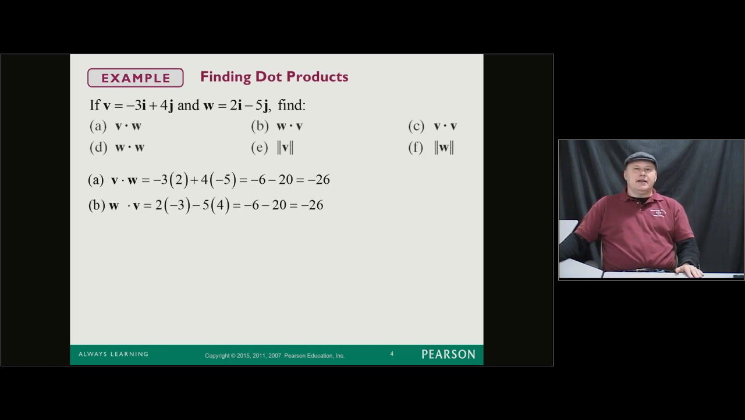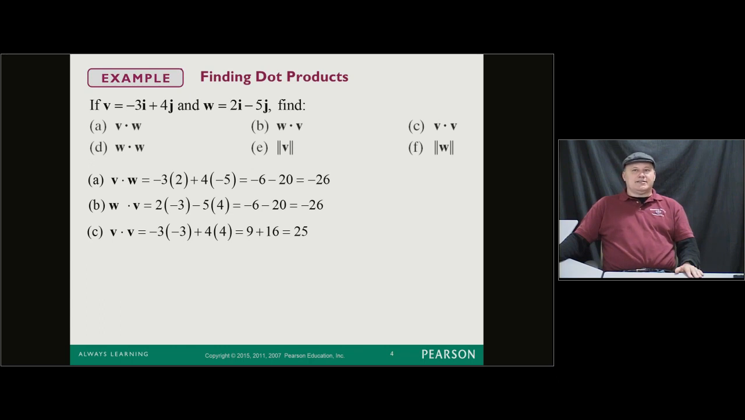Now, part b, w dot v, multiplying in the other direction. So it's 2 times negative 3, and then negative 5 times 4, so it's negative 6 plus negative 20, which is negative 26. What does it appear? It appears that the dot product is commutative, at least it does on this one, and I believe the dot product is commutative. All righty? And then vector v dot v, the dot product applied to itself.